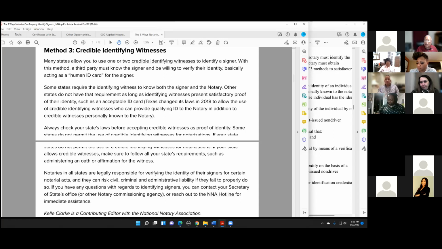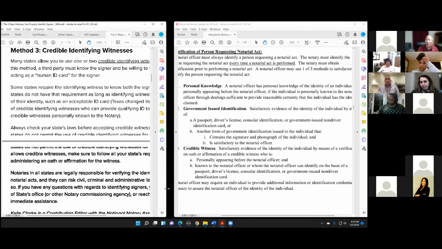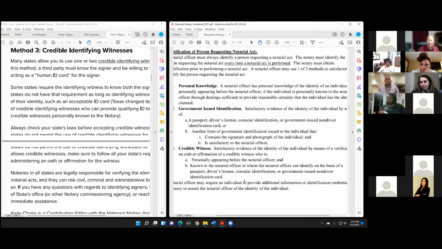Plus, you also have to give the credible witness an oath, saying that they really know this person and that they identify this person through their personal knowledge of this person. If they take the oath, they have to swear to the fact that they really know this person.